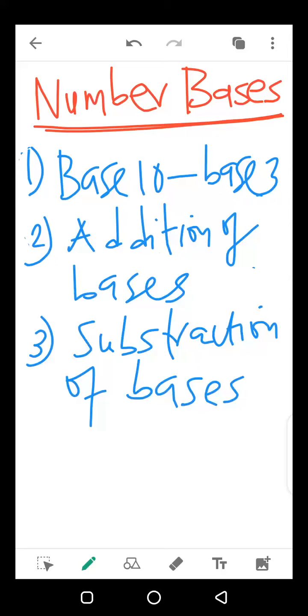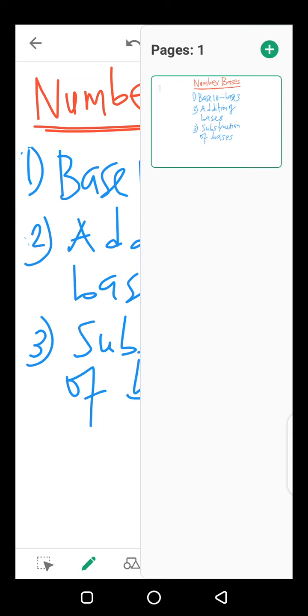This is a continuation of our discussion on number bases. In the previous class, we talked about conversion from base 10 to base 2 and conversion from base 2 to base 10. In today's class, we are going to talk about conversion from base 10 to other bases, and then addition of bases and subtraction of bases.